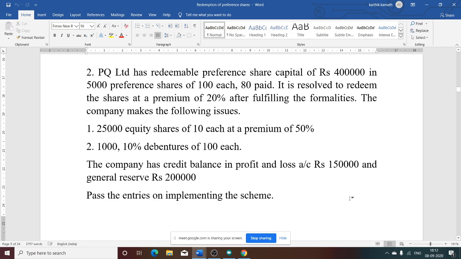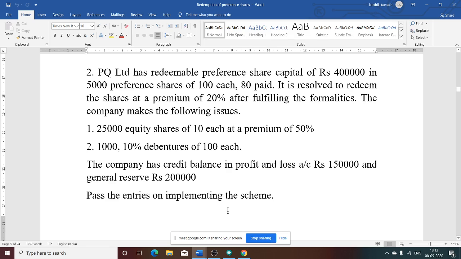For premium redemption, it is either out of profits or out of the securities premium account. So here we need to find out the securities premium. Profit and loss of 1,50,000 is mentioned. After using the profit and loss account, if necessary, we will use the general reserve account. So first we need to see the fresh issue balance. After that we go for the profit and loss account balance. After that, if money is still left to be paid, then we will use the reserve balance.